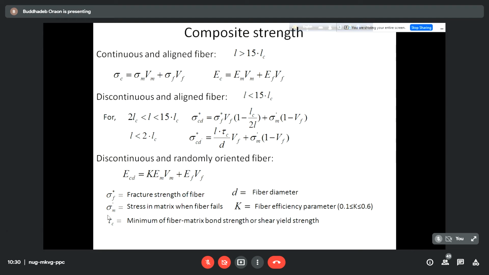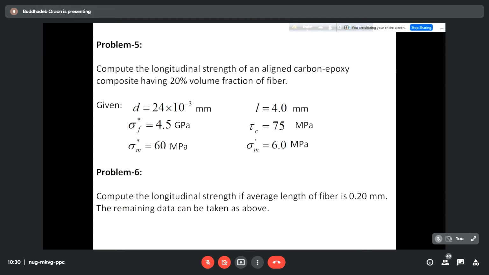This factor is taken. So this is the expression, and tau c you have already discussed, the minimum fiber matrix bond strength or shear yield strength. So these are the three very important equations for designing the fiber reinforced composite material. So here are two problems I have added. I am just mentioning the equations. You try to solve them yourself.